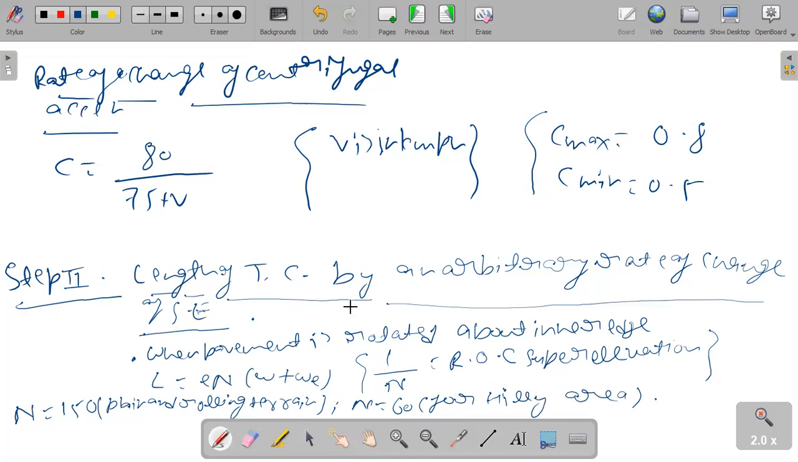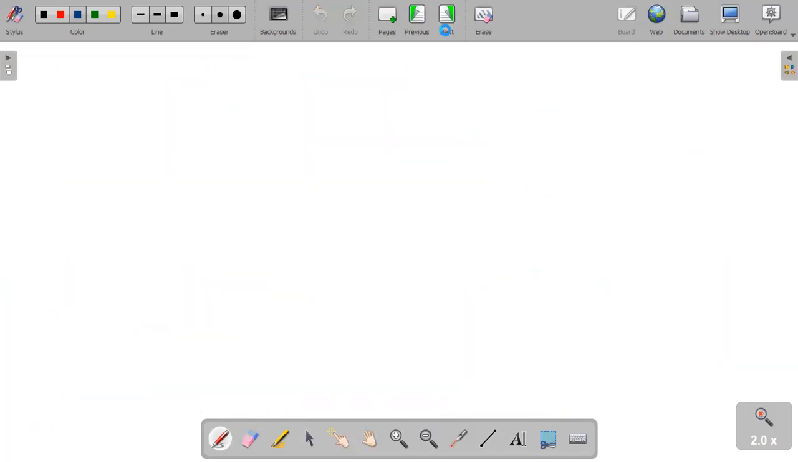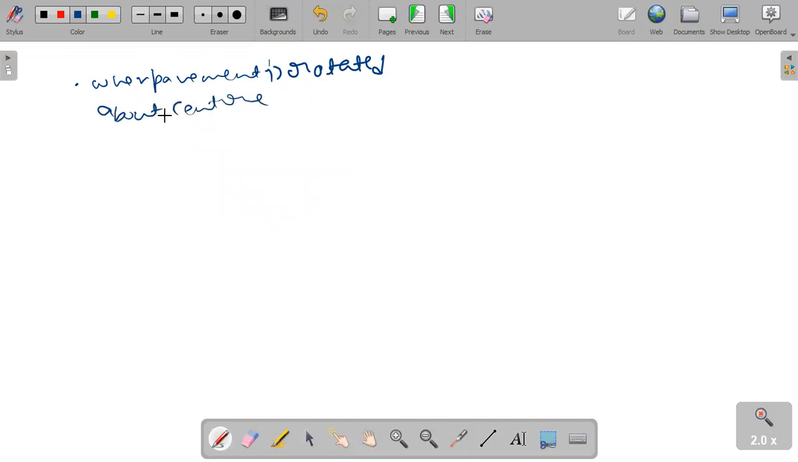Okay, this is one of the sub conditions to find the length of transition curve by arbitrary rate of change of super elevation. Next sub condition is when pavement is rotated about center. When pavement is rotated about center, then we have a simple formula: Ls is equal to En (W plus We) by 2.